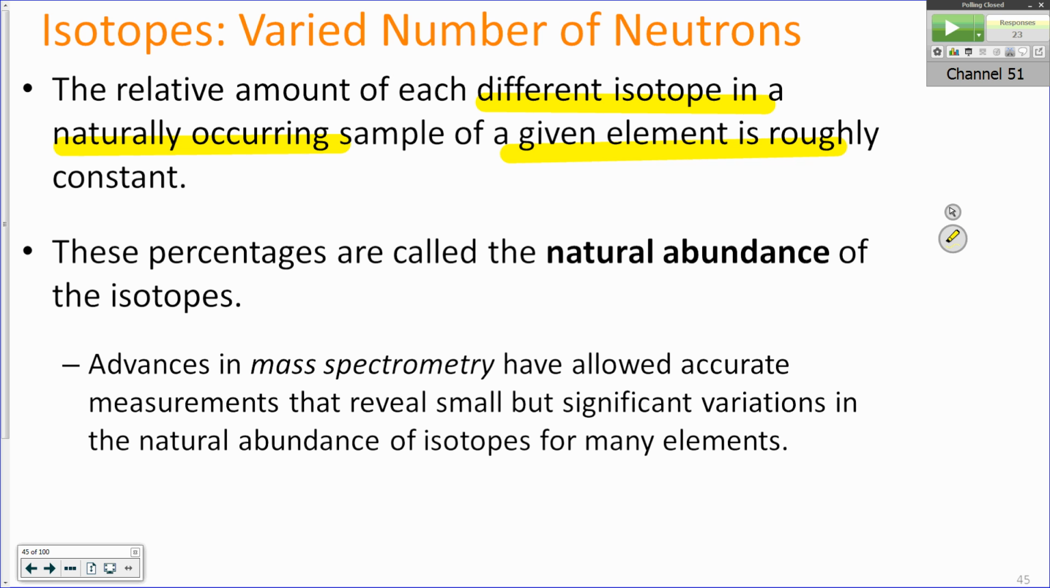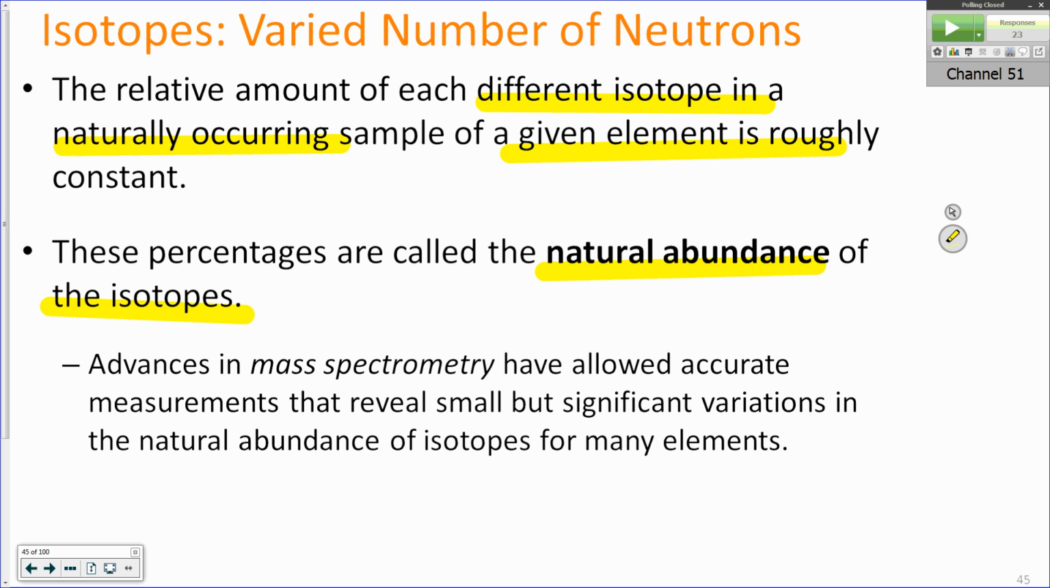Okay, now that's the stable forms. Sometimes there's an unstable form, and those ratios may change. For the stable forms, we call the percentages the natural abundance. Okay, it's the ratio or the percentages of each different form of the isotope.